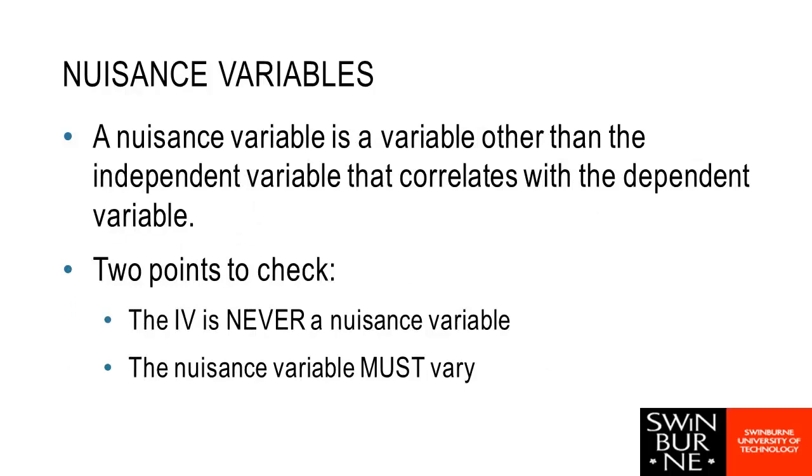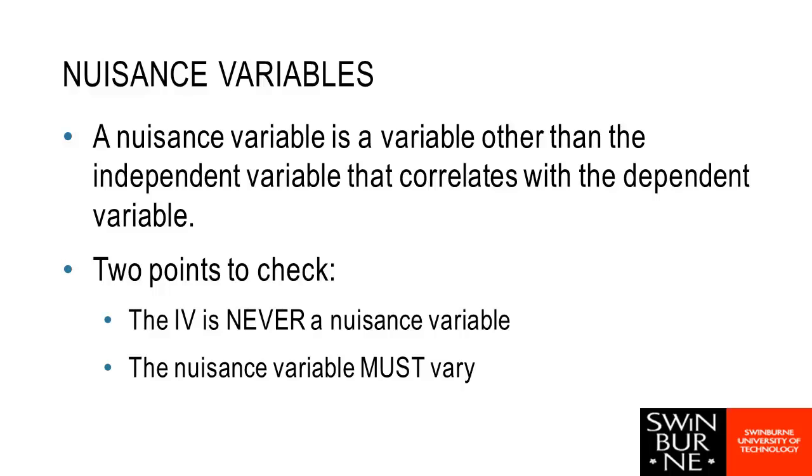A nuisance variable is a variable that is not the independent variable, but some other variable that is related to the dependent variable. And we'll have a look in a second, and we'll see why exactly they're called nuisance variables. But basically, a nuisance variable is something else which is related to our dependent variable, our variable of interest, other than the one where we're really trying to find out about the relationship.